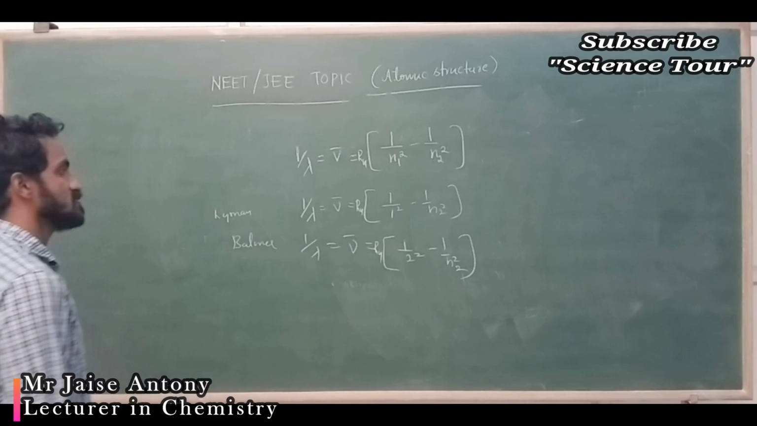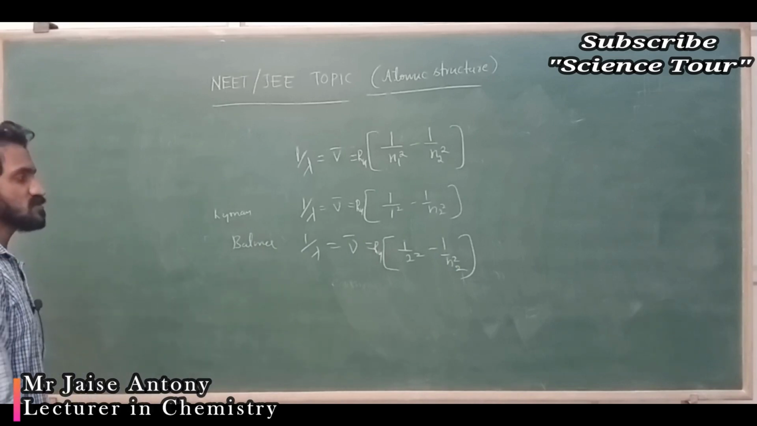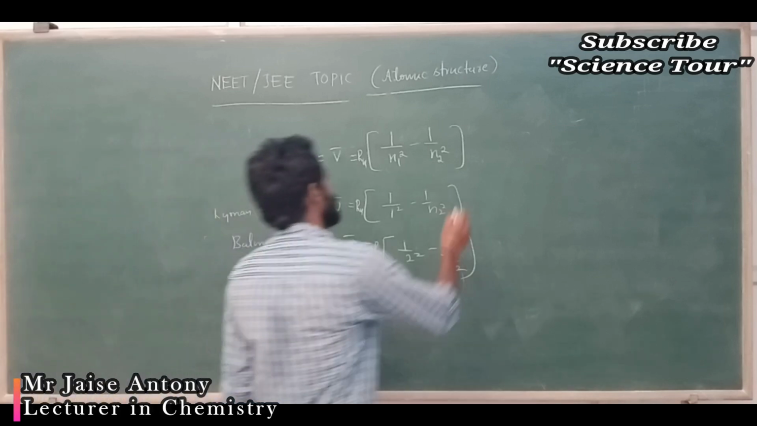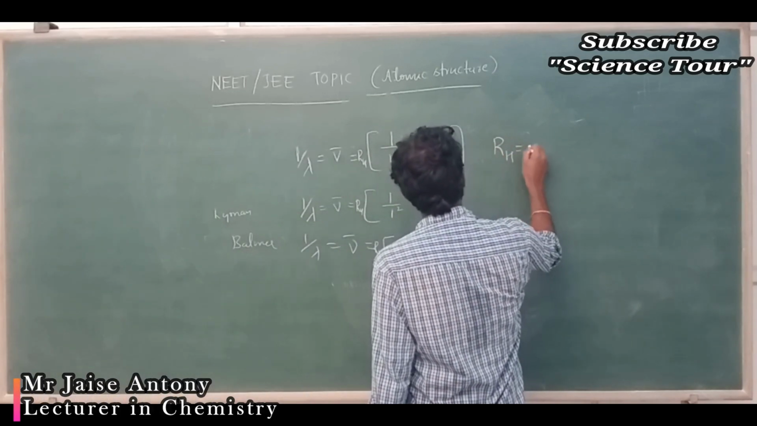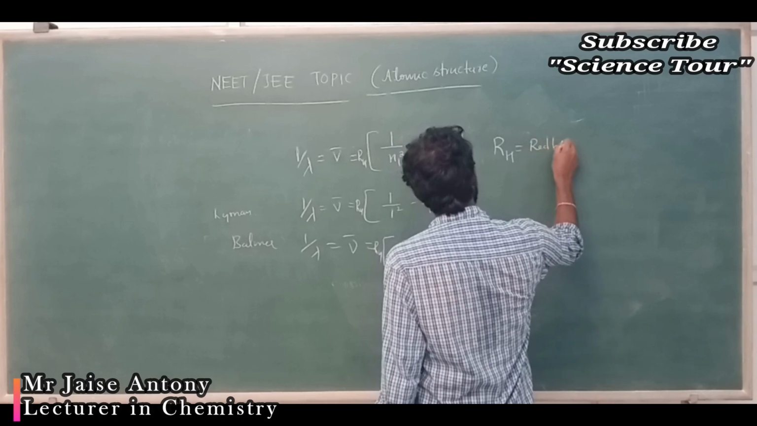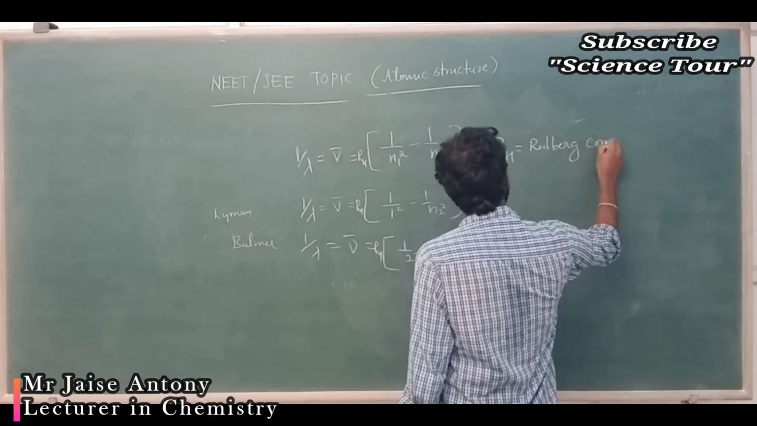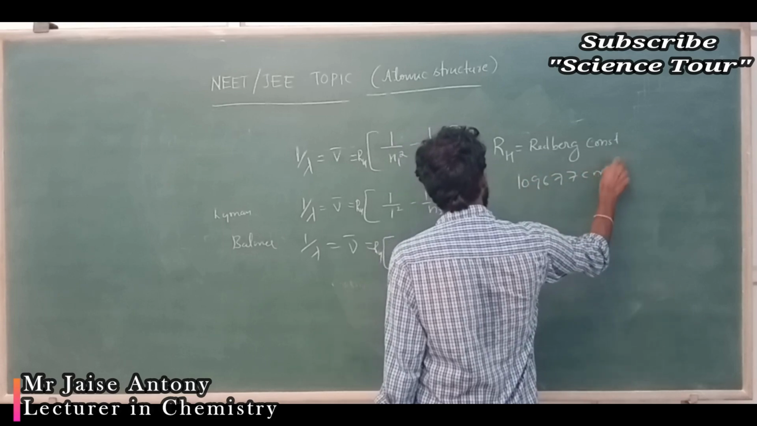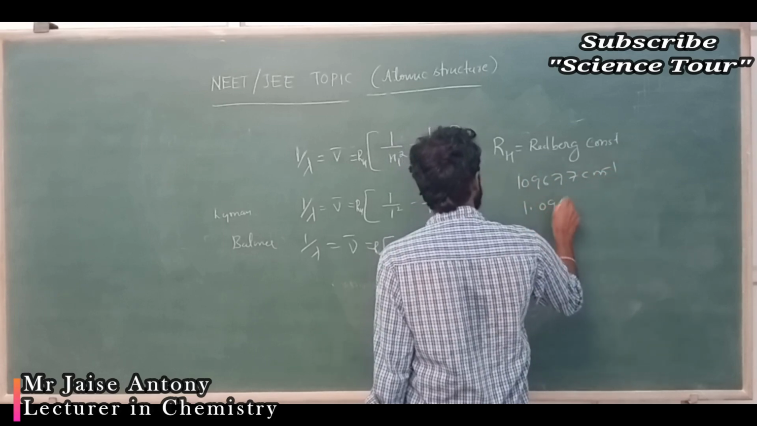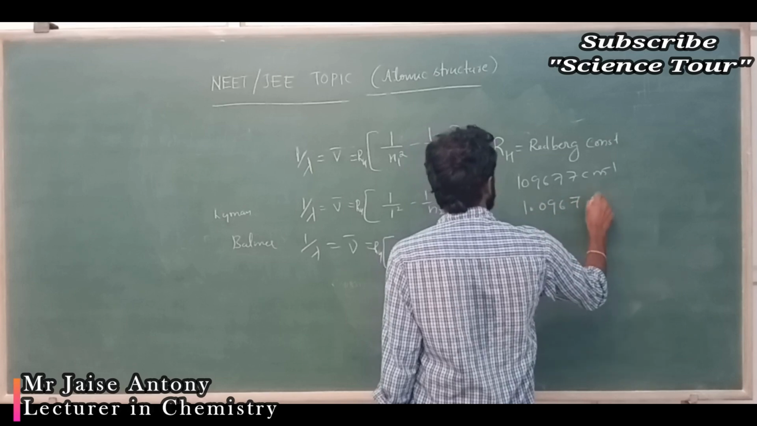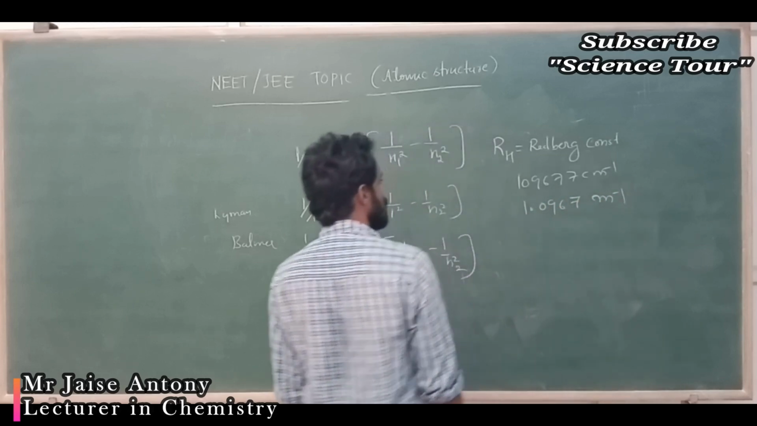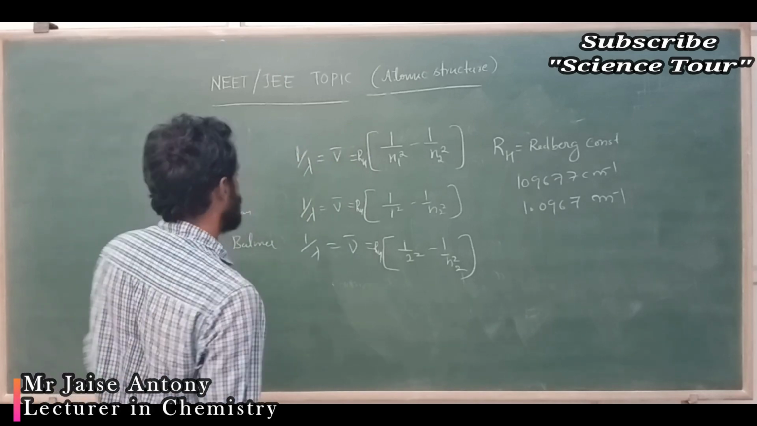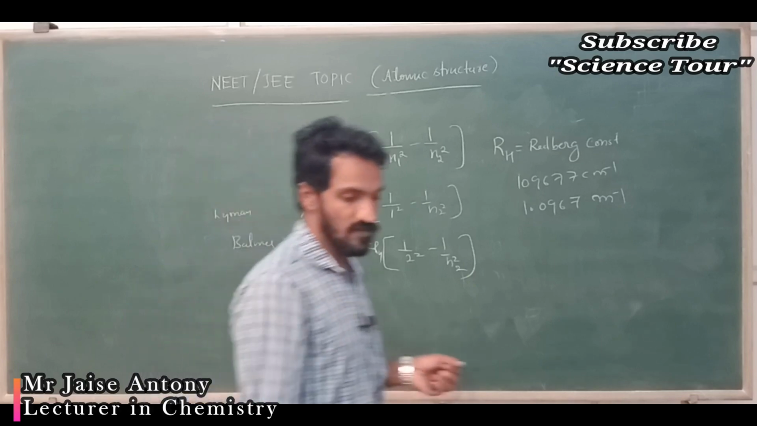It is possible, my dear students, to write all of this. And R_H is nothing but the Rydberg constant. The value is 109677 centimeter inverse or 1.09677 times 10 to the 7 meter inverse, my dear students. You can write in two ways, okay, my dear students, please note down. And one more.